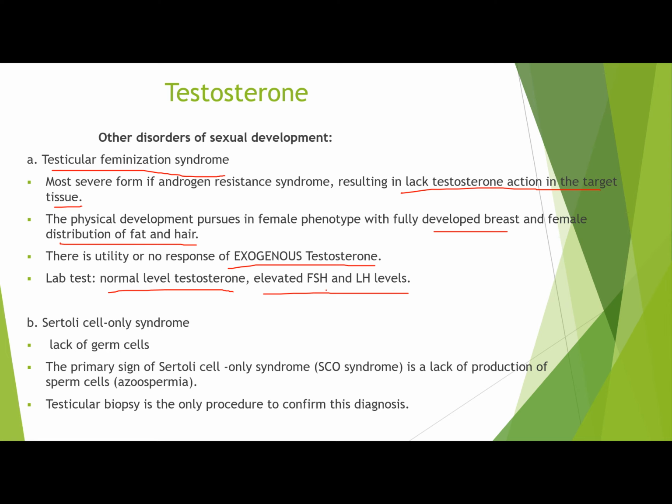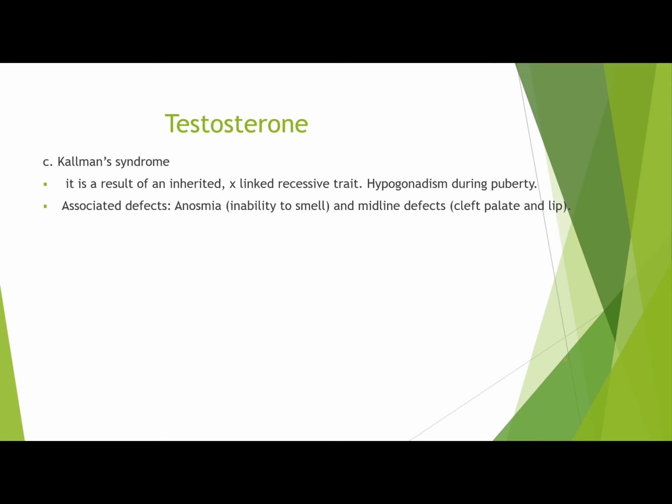Then we have your Sertoli cell only syndrome. So Sertoli cell only syndrome class, there is the lack of germ cells. The primary sign of Sertoli cell only syndrome is a lack of production of sperm cells. Testicular biopsy is the only procedure to confirm this diagnosis. Then we have your Kallmann syndrome. This is a result of an inherited X-linked recessive trait, hypogonadism during puberty. Associated defects would include anosmia, inability to smell, and midline defects such as cleft palate and lip problems.